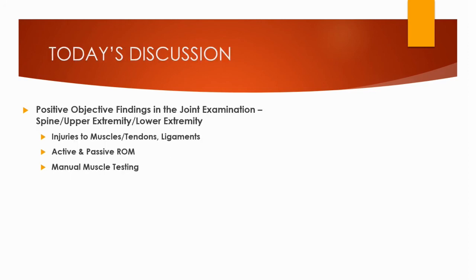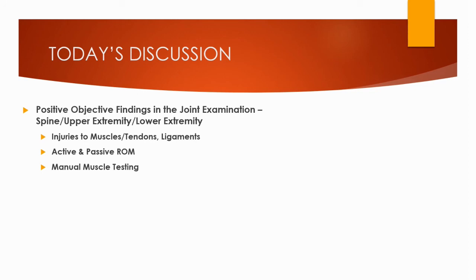And in today's discussion, we want to shift our focus away from the neurologic aspect of the physical examination to now a more focused attention to the joint examination of the spine and the upper extremities. And we're going to begin by going into great detail on the positive physical examination findings associated with injuries to the contractile and non-contractile tissues of the spine and the extremities.